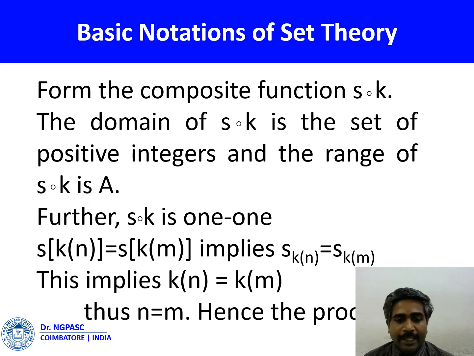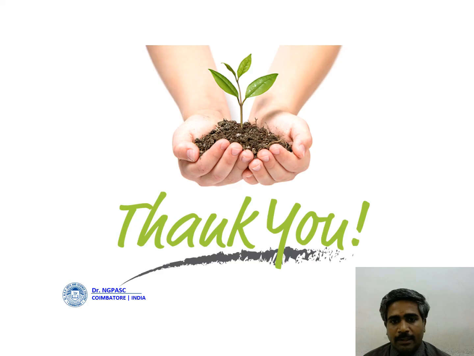Further, S composite k is one-one. Then S of k of n equals S of k of m because of the composite function definition. The composite function definition says that if f composite g, then it is f of g of x. Thus S of k of n equals S of k of m, and since S is one-one this implies that k of n equals k of m. Thus, by the one-one function, n equals m, and we can easily prove A is countable. Thank you.